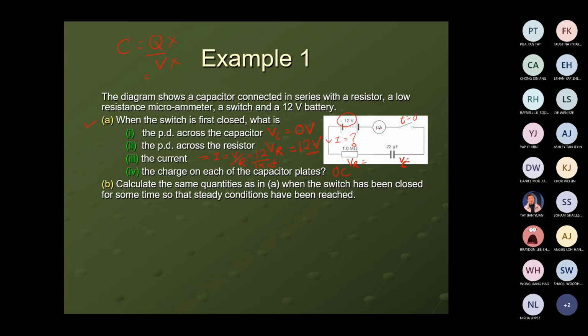When the switch is just closed, the PD across the capacitor is 0, and the PD across the resistor will be exactly the same as the PD of the battery. All the voltage is used up by the resistor, 12 volt. So the current will be maximum. Current can be obtained by using V equals IR. The voltage across the resistor and the resistance of the resistor can be used to find the current flow at that moment. And of course, charge stored in each plate is 0 for the capacitor. That's the beginning.